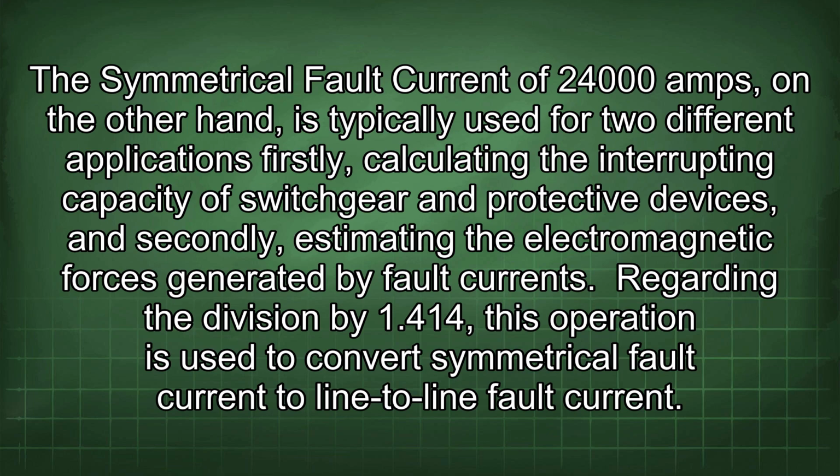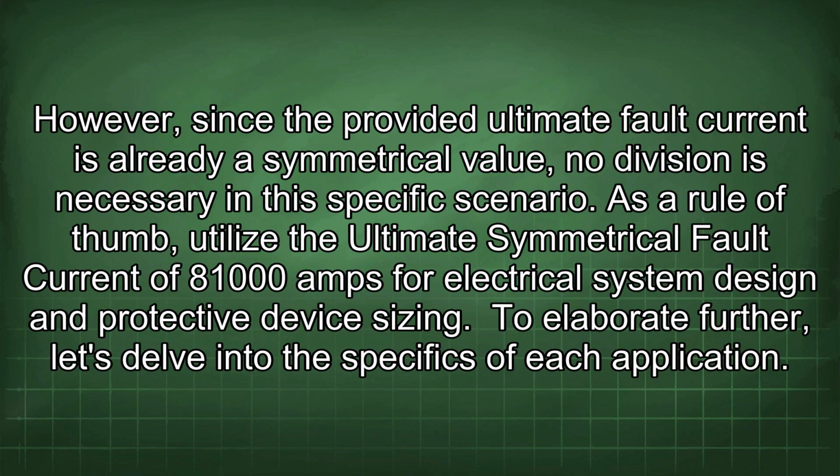Regarding the division by 1.414, this operation is used to convert symmetrical fault current to line-to-line fault current. However, since the provided ultimate fault current is already a symmetrical value, no division is necessary in this specific scenario. As a rule of thumb, utilize the ultimate symmetrical fault current of 81,000 amps for electrical system design and protective device sizing. To elaborate further, let's delve into the specifics of each application.